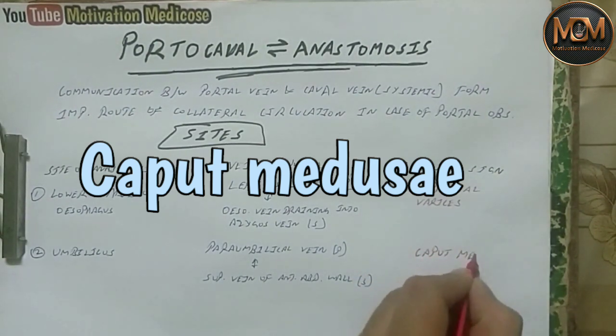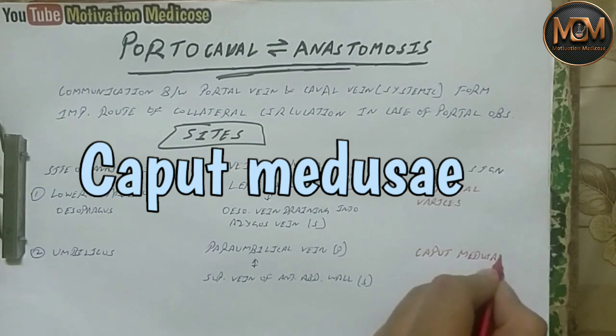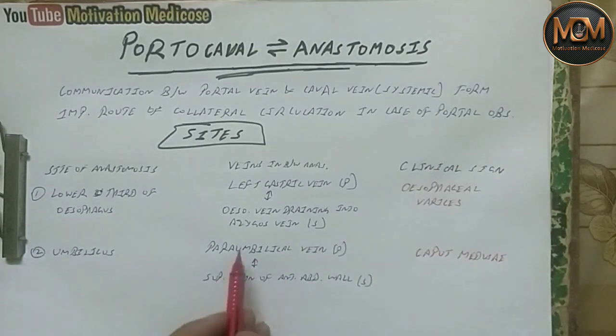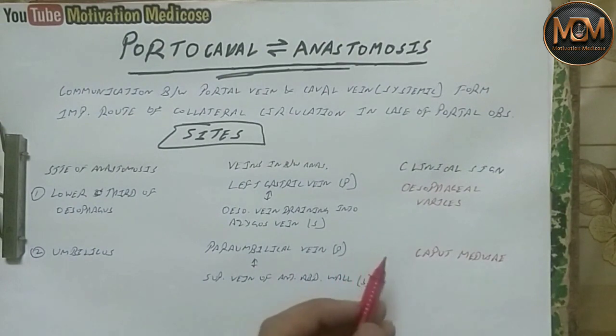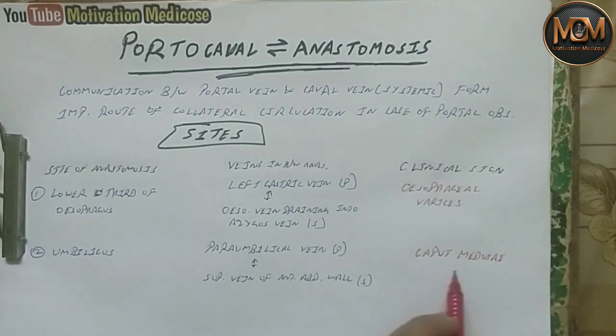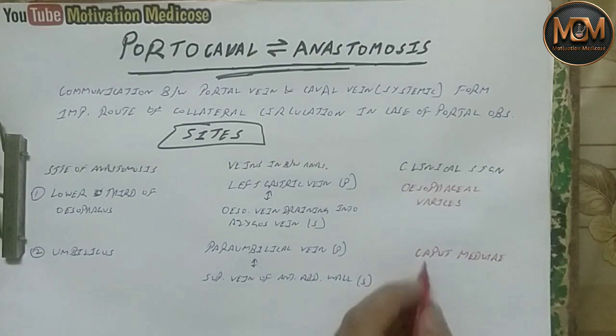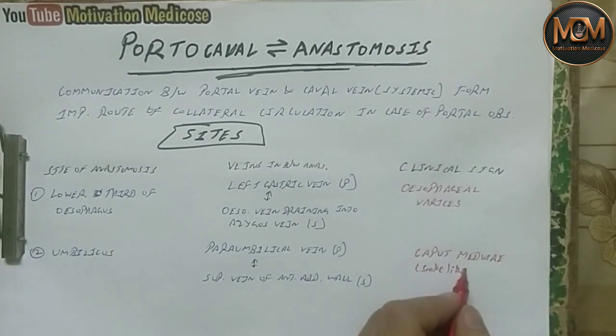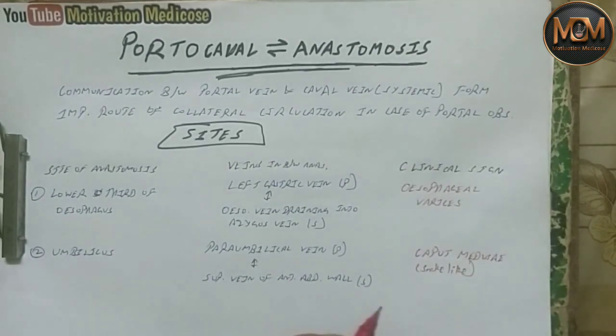What happens in this case? Due to portal obstruction, this anastomosis becomes distended and tortuous and forms a shape like caput medusae. Basically it is a snake-like appearance around the umbilicus, and that's how you can diagnose it.